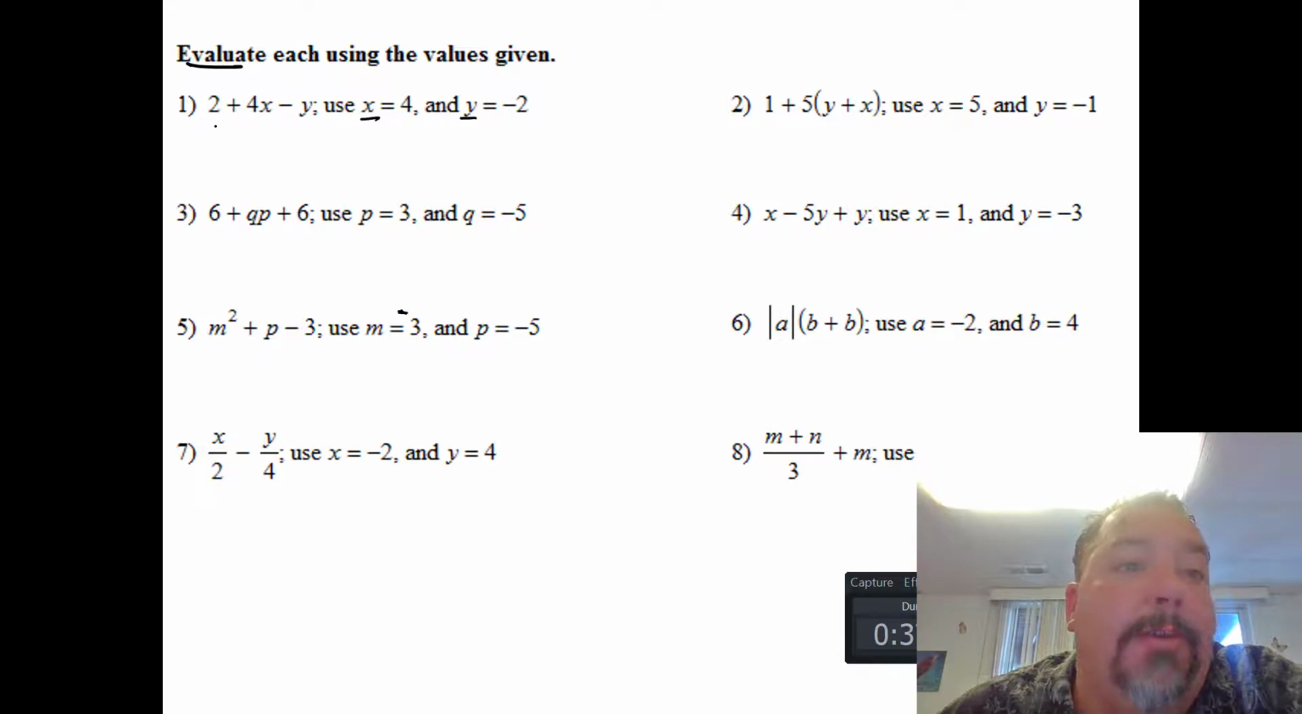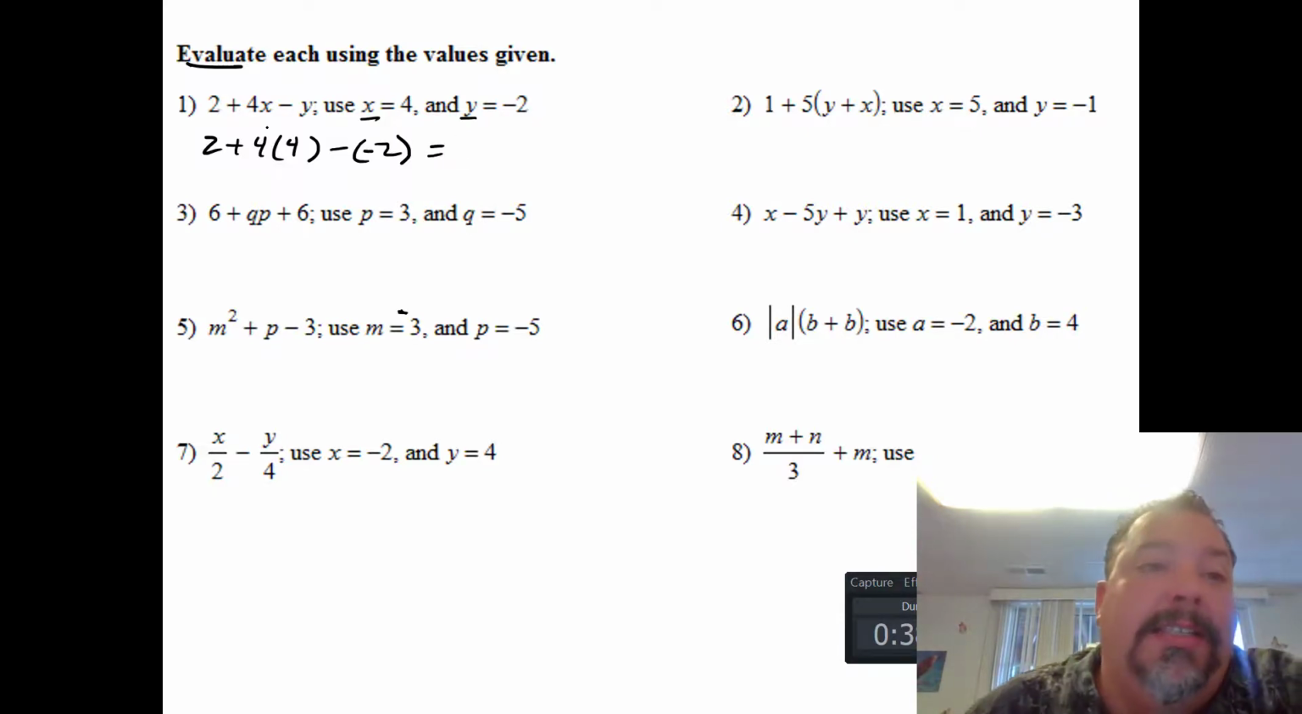So for example, number 1, we have 2 plus 4x minus y. When I'm doing these problems, I like to copy it over, take out the variable, put a little parentheses there, take out the y, put a little parentheses there. And then I imagine, okay, so what's going to go in this spot? Well, we're told that x is 4, so we can write that in. And over here, we have y is equal to -2. We're going to put that in.